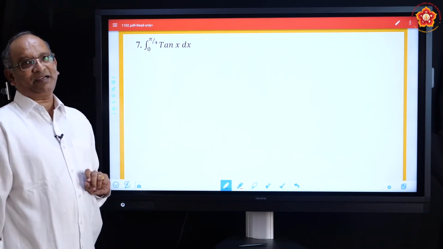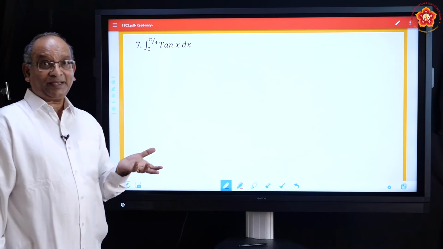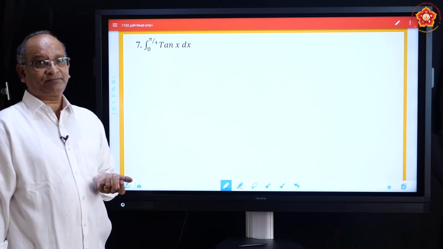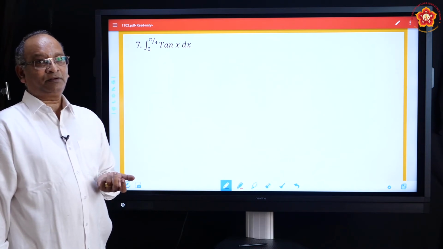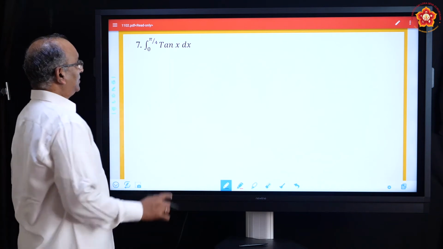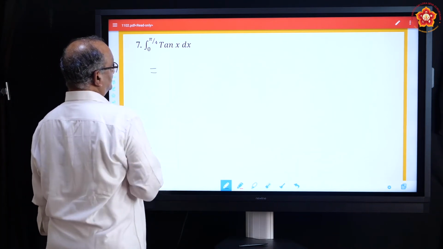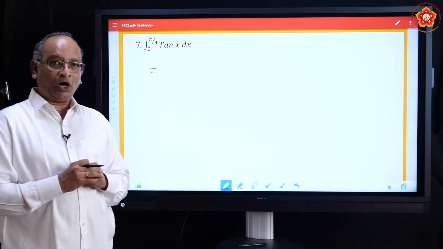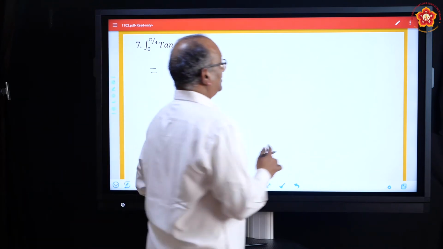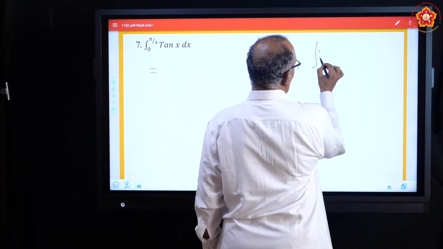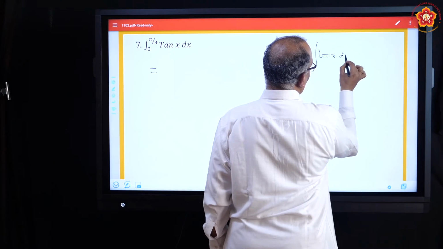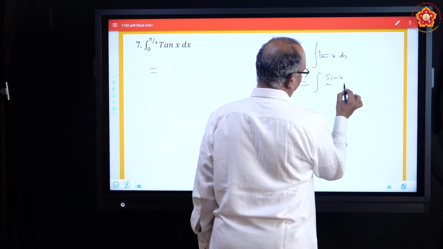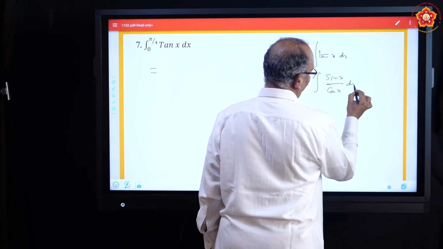Similarly, another trigonometric function. Do you recollect what is integral of tan x? Integral of tan x is log sin x. If you are not able to recollect, you can also find out. How do you find out? We take tan x dx can be written as sin x by cos x dx.